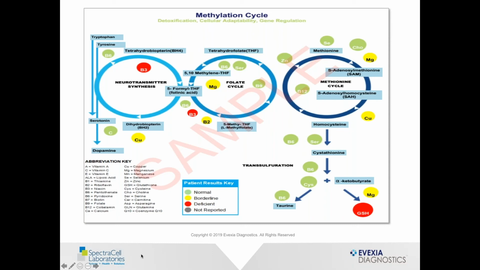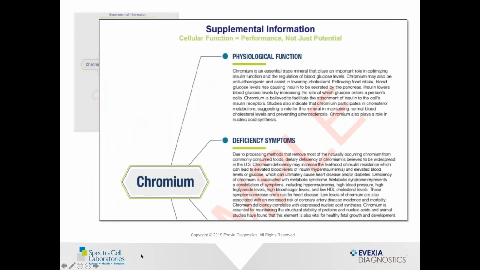So it's a very powerful test. Also, when you get the report back, it's going to give you information on the deficiencies. It'll refresh your memory on the physiological function, in this case, chromium. What happens in a deficiency? What's going on? So we're going to educate you and also your patient, because sometimes we don't have all the stuff in our brain and we need little refreshers. I'm constantly looking up stuff in reference books, and a lot of times I don't have all the stuff jammed in there. But this is going to give you information on cellular function, performance, not just potential.